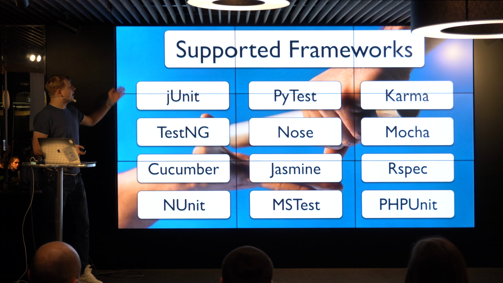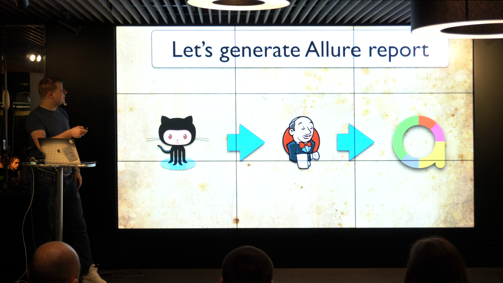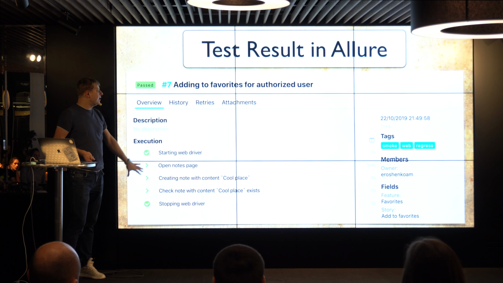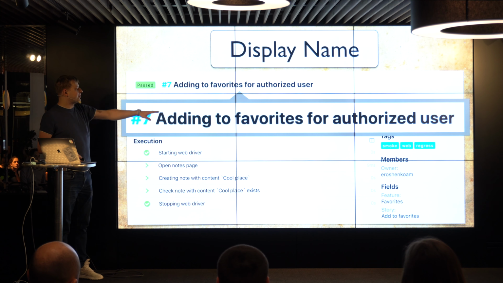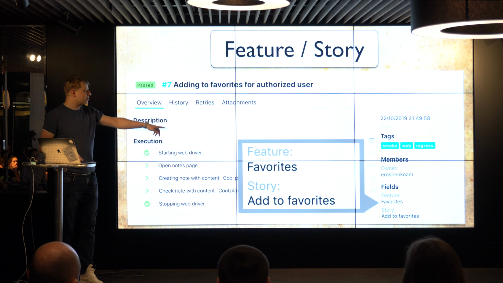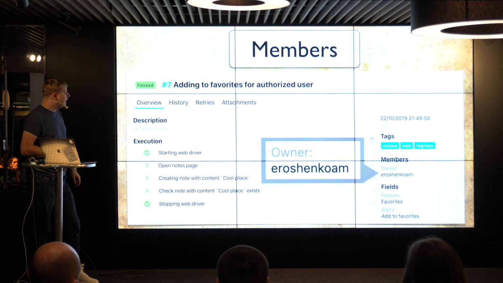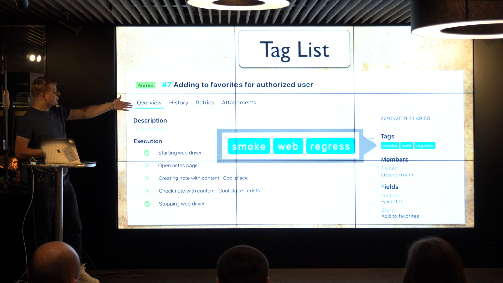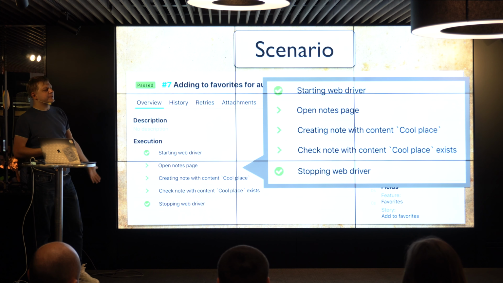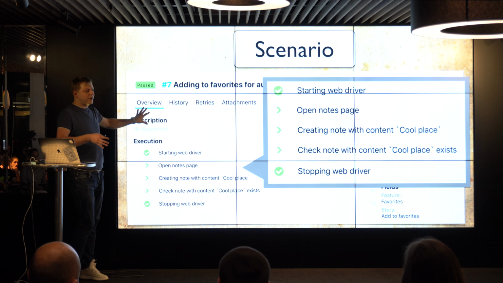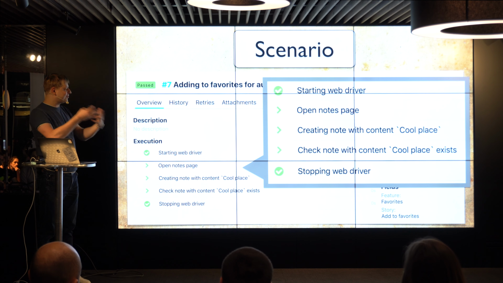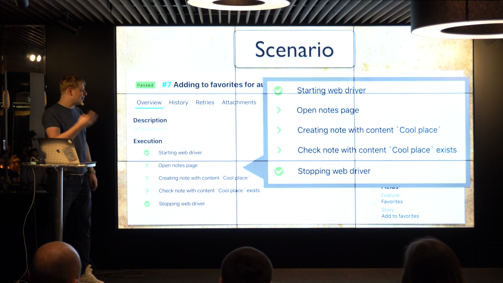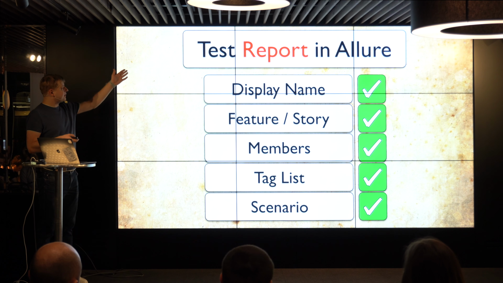Allure supports many frameworks, and when you start your tests from the repository and generate an Allure report, you can see this picture. First of all, it contains information about title, information about groups, features and stories, information about owner, tags for filtering, and a human-readable scenario. And this is written from the code. So this report is generated from the code which you write.